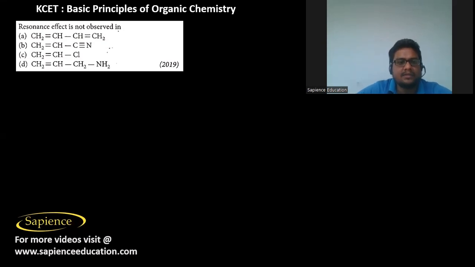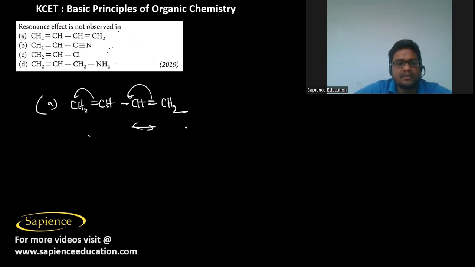Then, resonance effect is not observed in which compound? So here the option A, CH2 double bond CH, CH double bond CH. Here resonance effect can be observed since these pi electrons can go here and these pi electrons can come here. So then it can form CH2 minus, a carbanion, and CH double bond CH, and then CH2 plus.